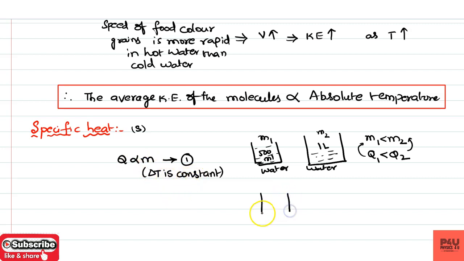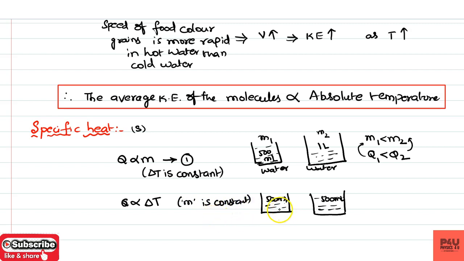Now when your mass is constant, suppose in both vessels you take 500 ml of water. When you take 500 ml of water in both beakers, Q, the quantity of heat, is directly proportional to delta T when mass is constant.